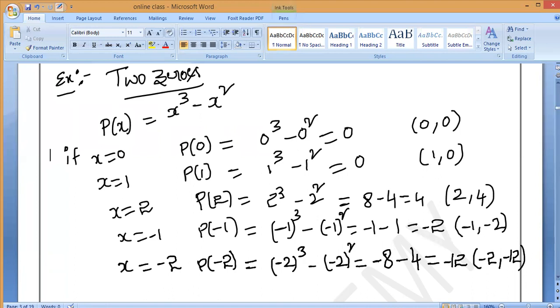Understood? Now X is equal to minus 1. P of minus 1 equals minus 1 cube minus 1 square. Minus 1 cube is minus 1, write the minus as it is. Minus 1 square is plus 1. So the answer is minus 2. Understood?